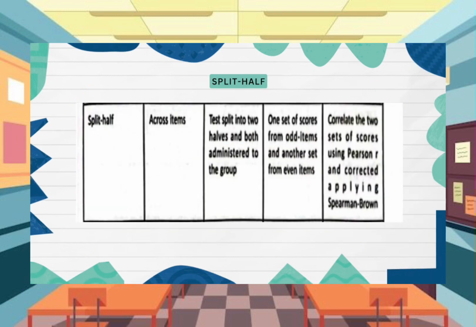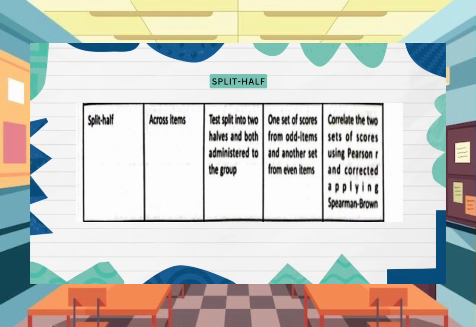Split-half is another type of reliability, where the expected consistency is across items. And the test administration is that the test is split into two halves and both are administered to the group.